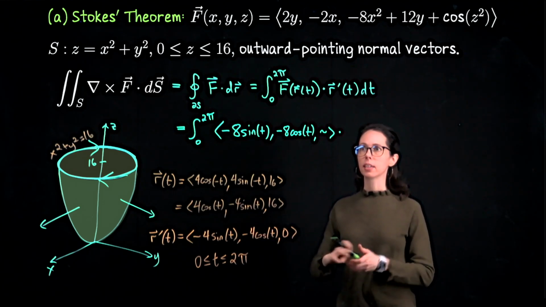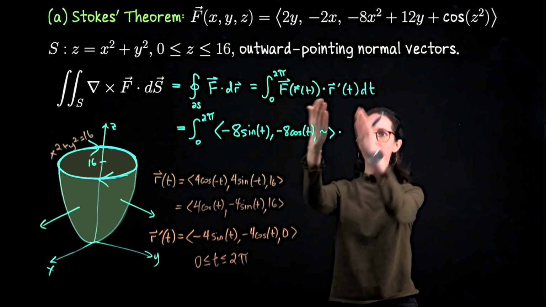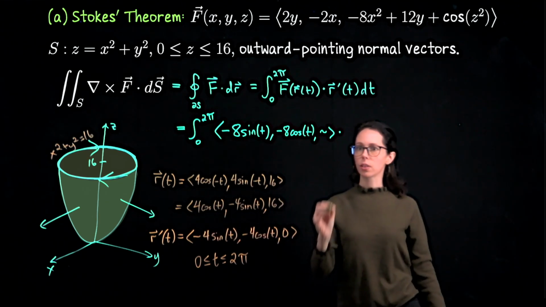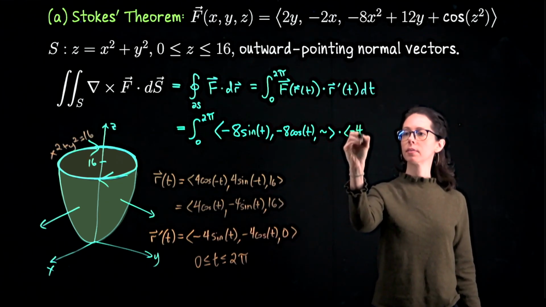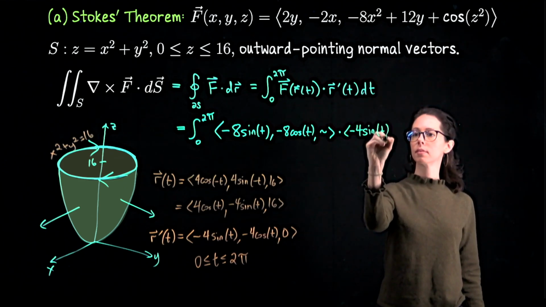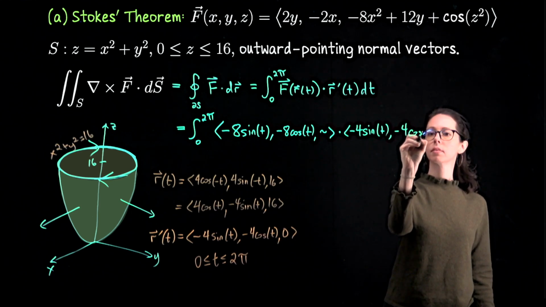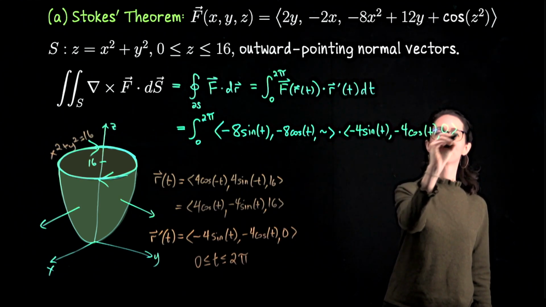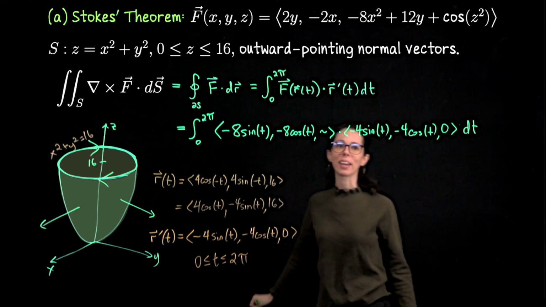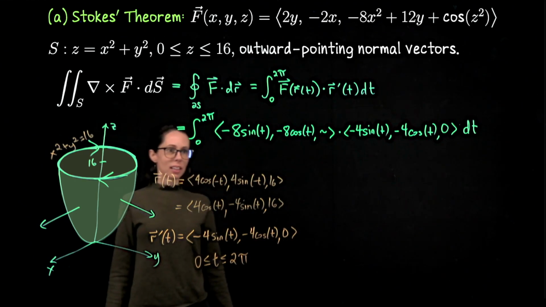We are going to dot F of r of t, so that's what I just wrote down, with the velocity vector r prime of t. So that's negative 4 sine of t, negative 4 cosine of t, and 0. Okay. Let's do this dot product now.